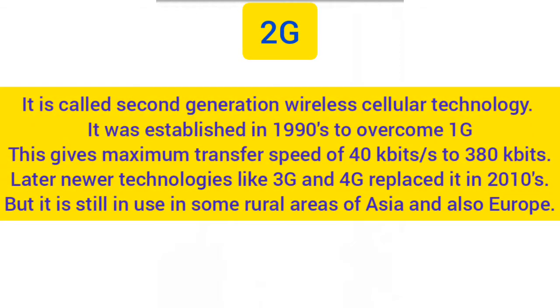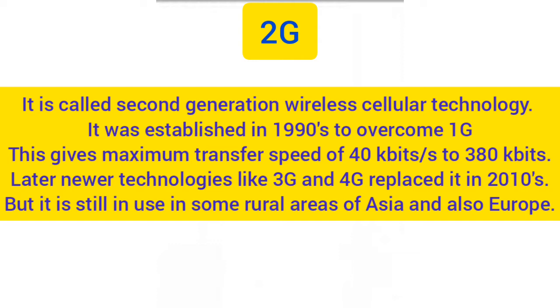So now let us discuss 2G. Here comes 2G, the second generation wireless cellular technology. Look, there were so many drawbacks in 1G, like it was not implemented in rural areas and it was very slow. So to replace it, 2G was discovered. It was discovered in the 1990s and it still continues to be used in some areas.